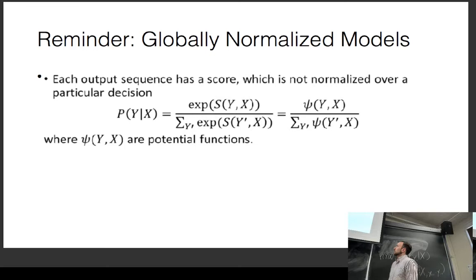So as review, conditional random fields are in the framework of globally normalized models, which I talked about before. In globally normalized models, each sequence has a score, and based on that score, we can calculate the probability of a sequence by adding up the scores for all of our possible hypotheses and renormalizing.